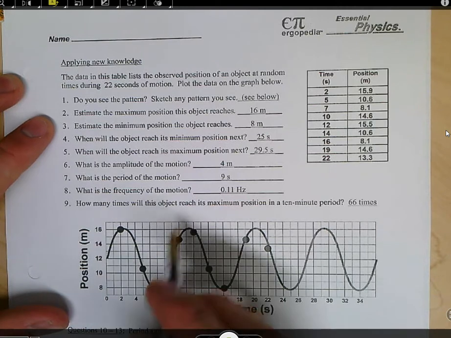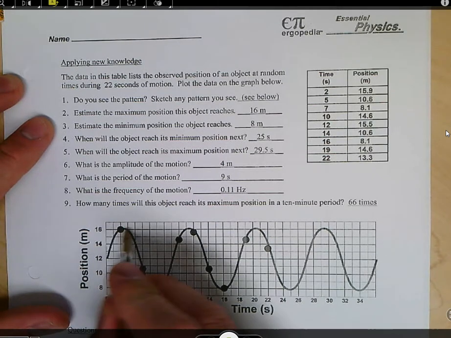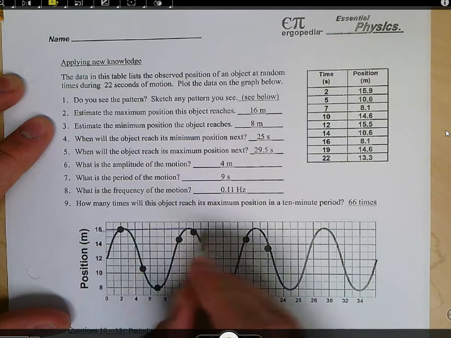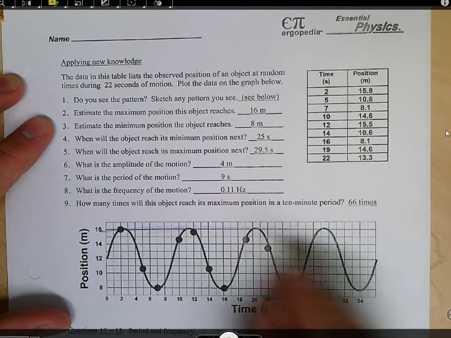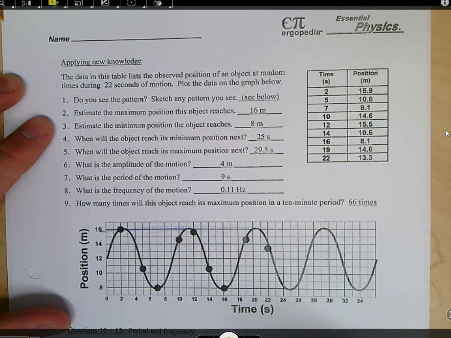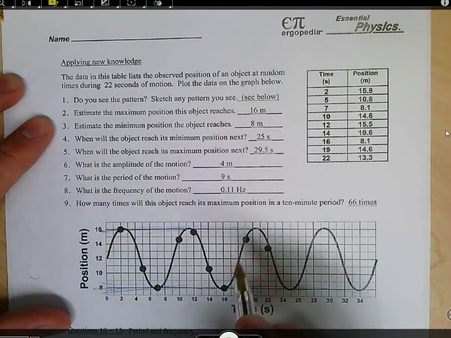And 16 meters is the maximum position. So you can see that here. This is going to be the highest that this object ever gets. The minimum is going to be down to 8, right? So you can see that here. This is the smallest that it gets.